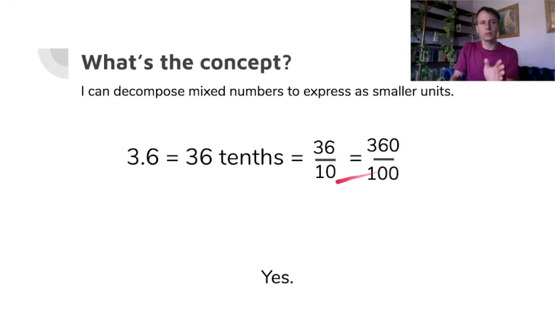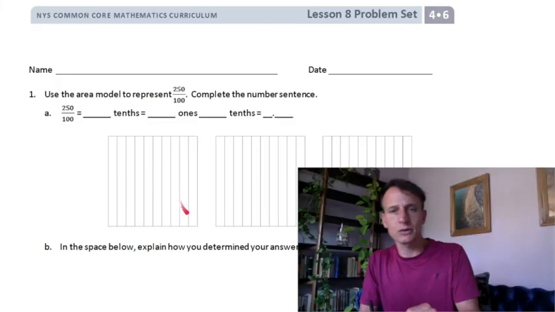And notice, a little sneak preview again: if I were to place a 0 here, I would not be changing the value of 3 and 6 tenths, but I would read 360 hundredths. Okay, watch that, it's coming up, because now you have the problem set.